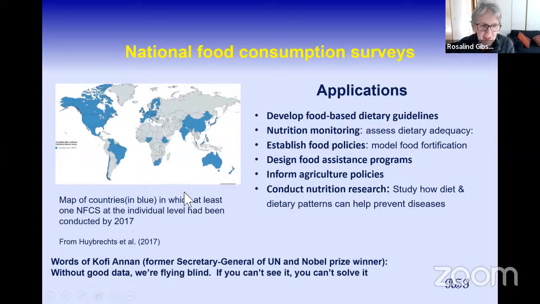Well, I just want to emphasize the number of countries in this map who have actually completed a national dietary survey at the individual level and the applications that can be used for these data. And I also wanted to emphasize some very wise words of Kofi Annan that apply to national dietary survey data. He was the former Secretary General of the UN and a Nobel Prize winner. And he said, without good data, we're flying blind. If you can't see it, you can't solve it. And I think this emphasizes the importance of acquiring precise and accurate data in our national dietary surveys.